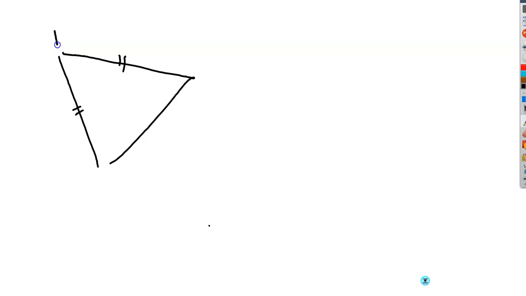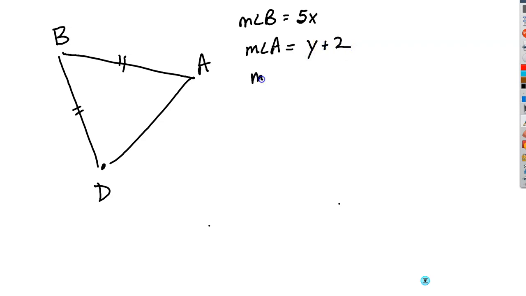So maybe B, A, D. So maybe I know that the measure of angle B is 5x. Maybe I know that the measure of angle A is y plus 2, and the measure of angle D is maybe 2y. Okay. And I want you to give me y and x, and I could even ask for the measure of angle B, I suppose.